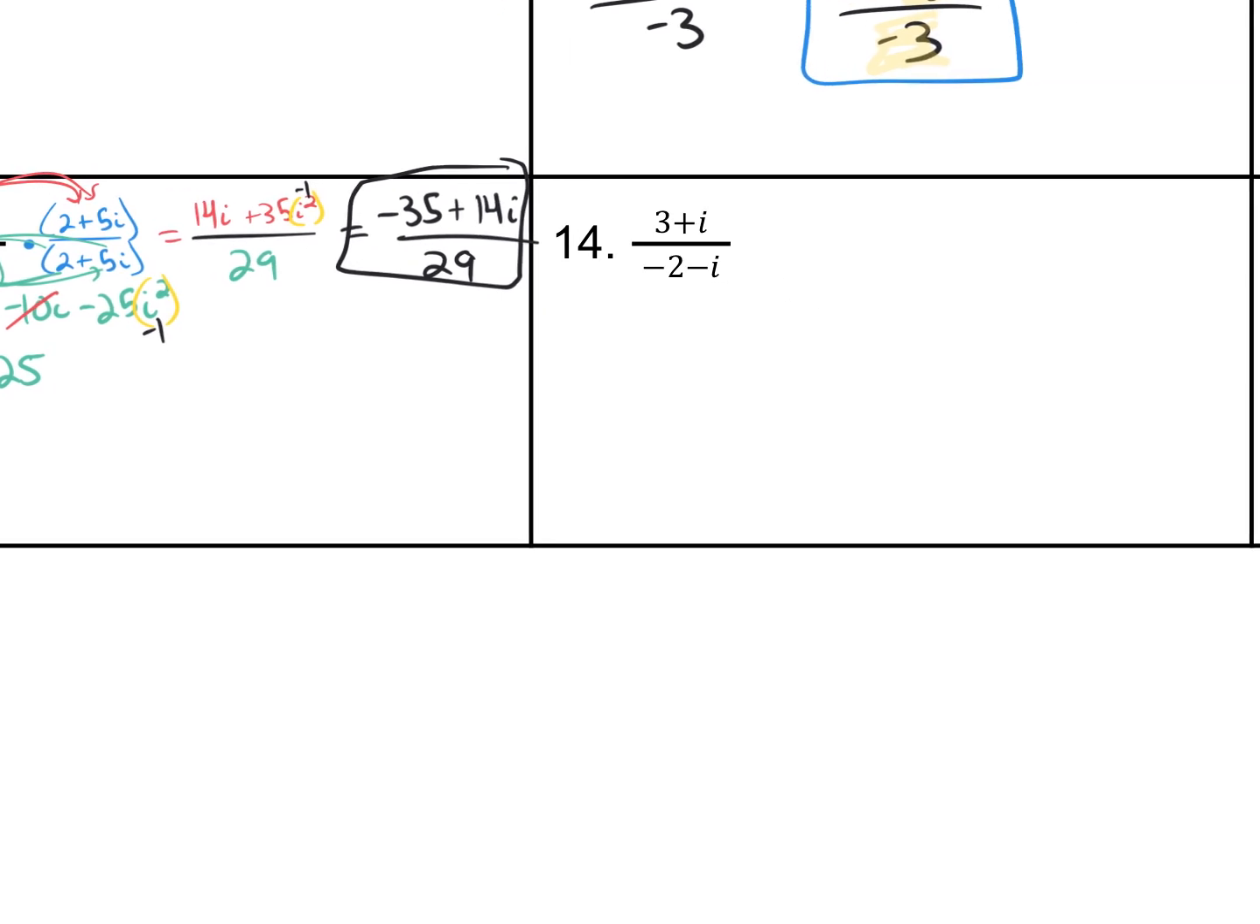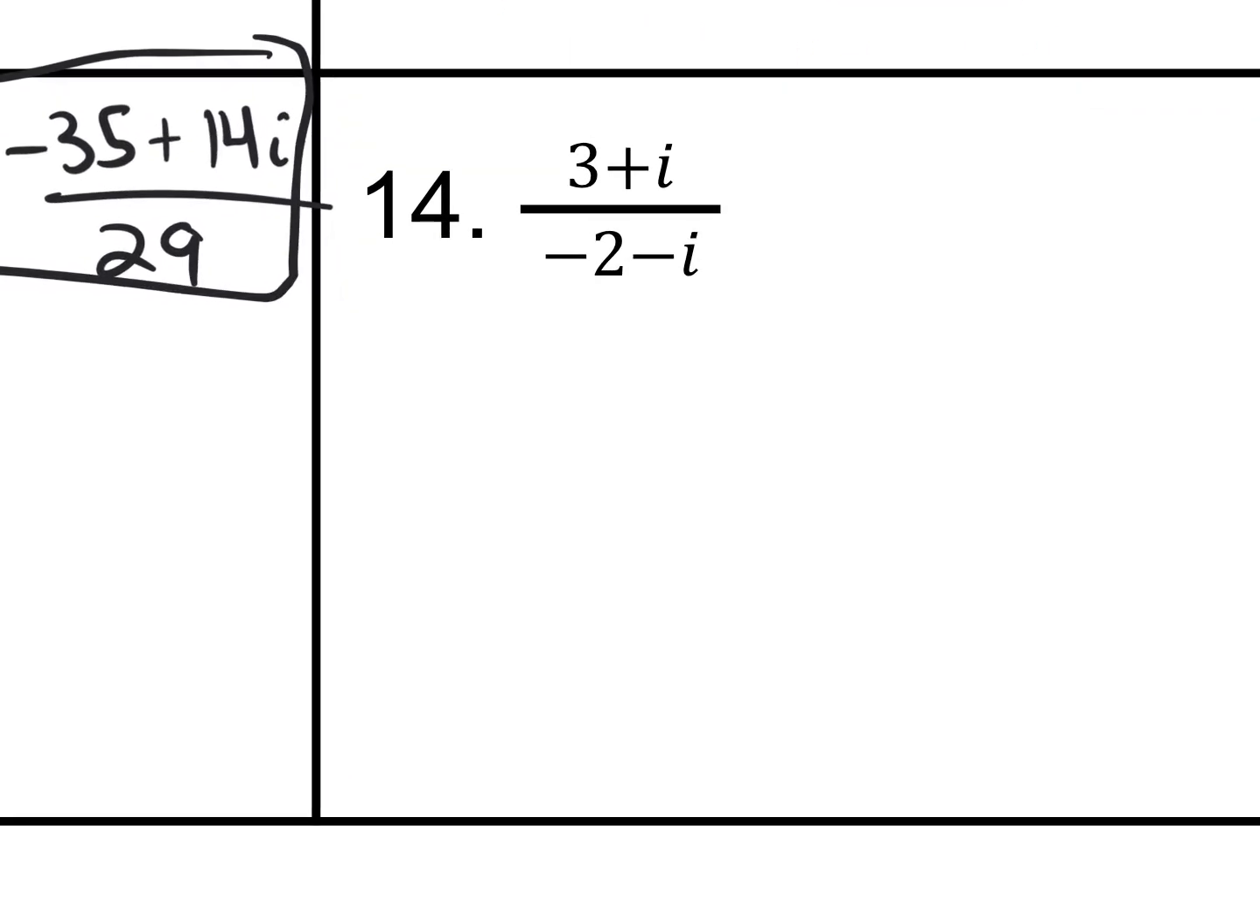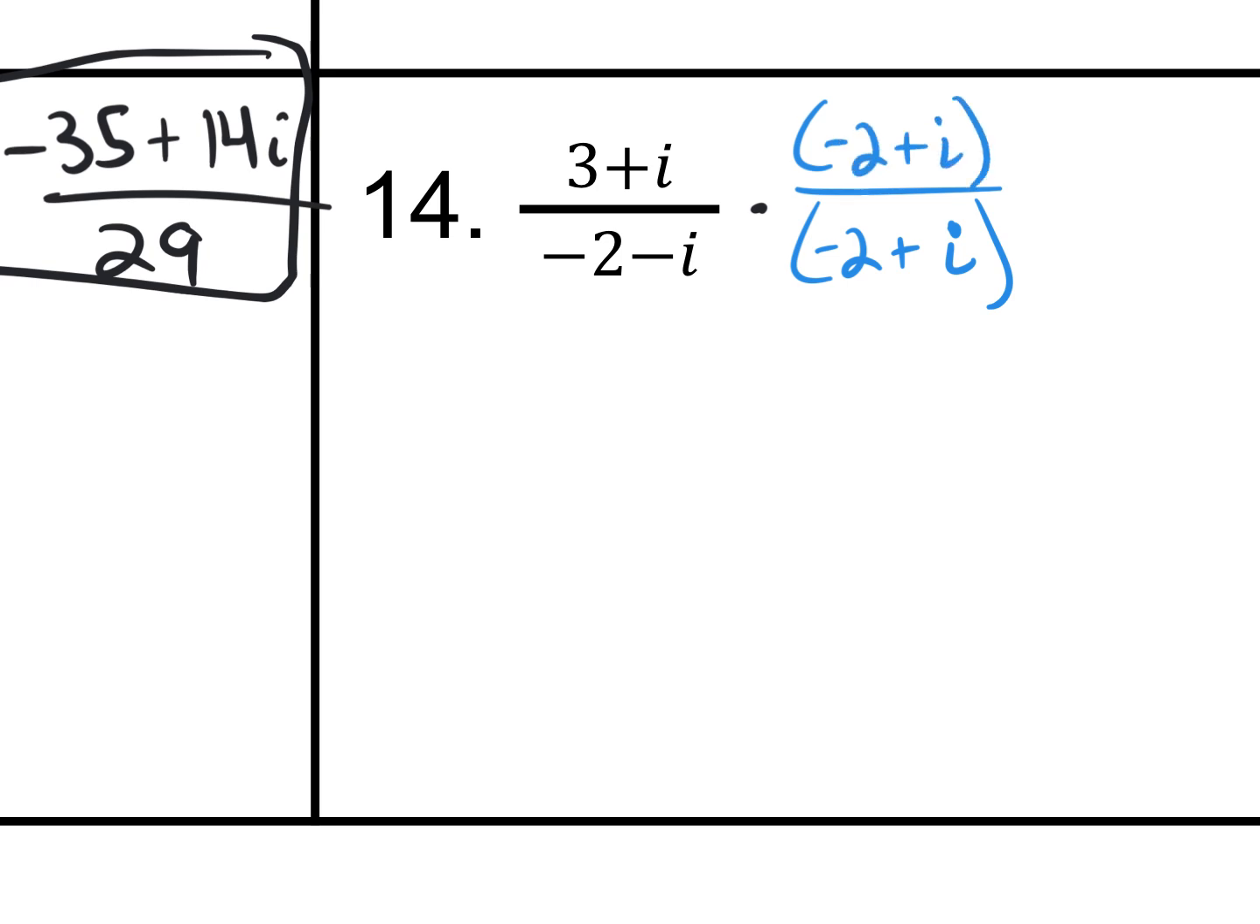Jumping to the next one, on number 14, same idea. This one's a good example because you don't want to change your terms at all. All you want to do is change the operation in between. So it's still going to stay at -2 first. All I'm switching is the minus sign in front of my second term, changing it to a positive i. So really keep the first term the same. All we're doing is switching the operation in between. So this time we're multiplying top and bottom by -2 plus i.